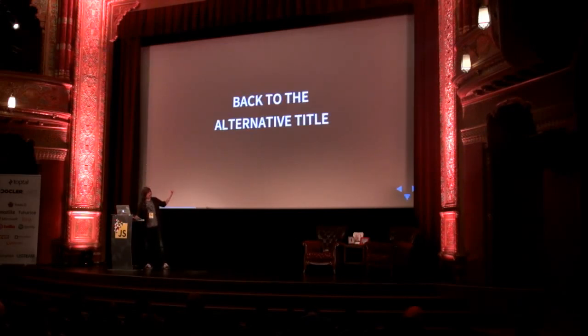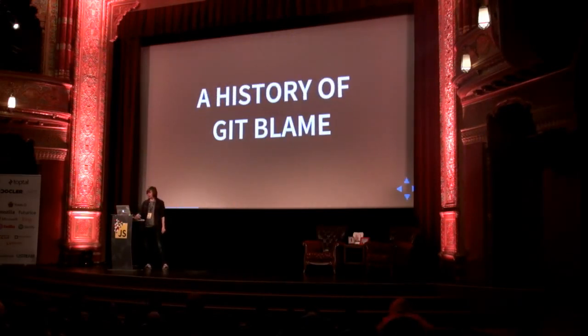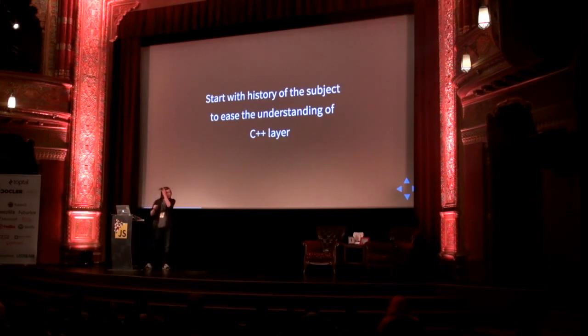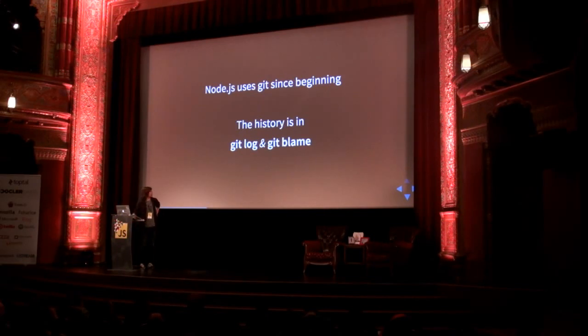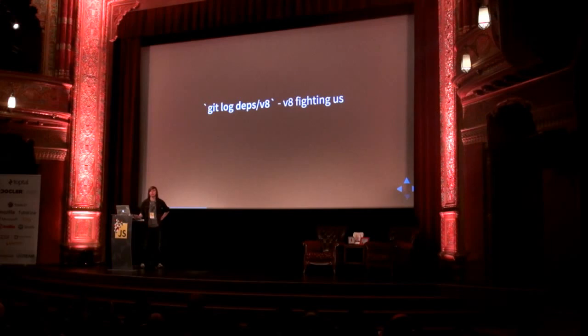Coming back to the alternative title, History of Git Blame, I would like to suggest learning a subject by learning its history. Luckily, Node.js has been using Git since its beginning, so the history of everything that we have ever done with C++ is in the output of git log and git blame. In particular, if you look at the output of git log deps/v8, you will see the history of V8 fighting us, and in git log src, the history of us fighting V8.